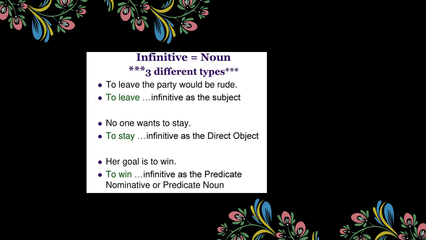Okay? Next, her goal is to win. Your infinitive here is to win. Still, to win here is a noun, but it functions as your predicate nominative or predicate noun. Why predicate noun? Because to win renames her goal. Did you get it? So in these sentences, your infinitives function as nouns.